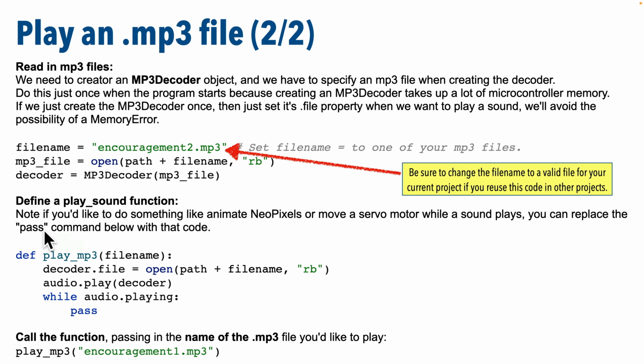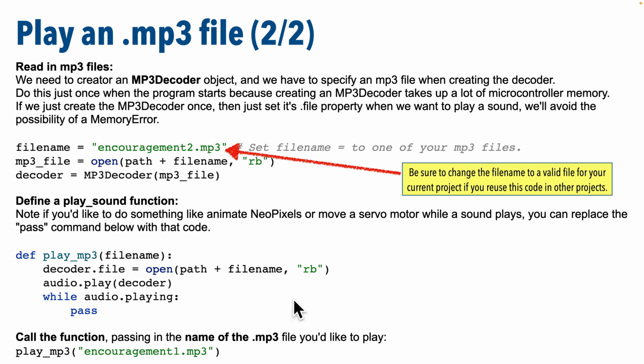Next, we create a function that we can repeatedly call whenever we want to play an MP3 file. So we set the decoder's file property by reading the file name using the open command, just as we did above. But remember, because we can pass in a different file name, we can read in a different file. Then by passing the decoder into the audio object's play function, we play the sound. And we don't do anything while the audio is playing, but as we showed in earlier lessons, we could call additional functions from inside this while loop if we wanted to perform some other tasks while the sound was playing. Just replace the pass statement with a function call. And then to play a file, we just call play_mp3, passing in the string of a valid file name.